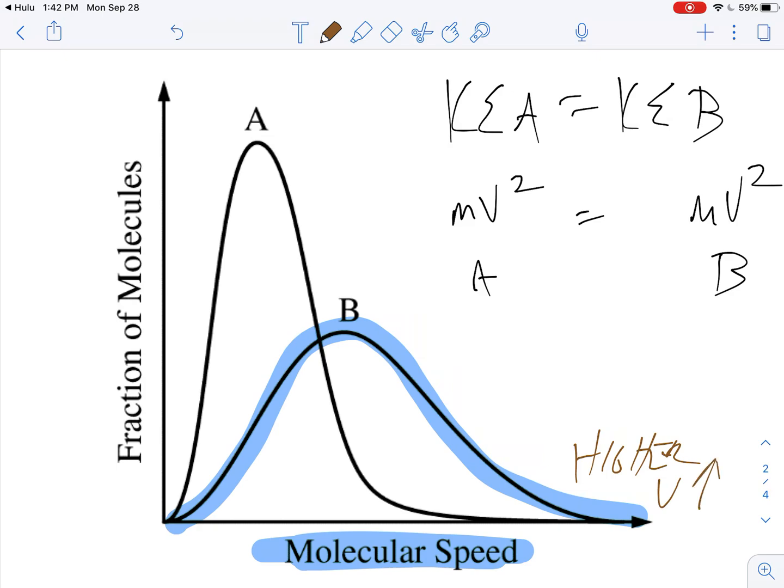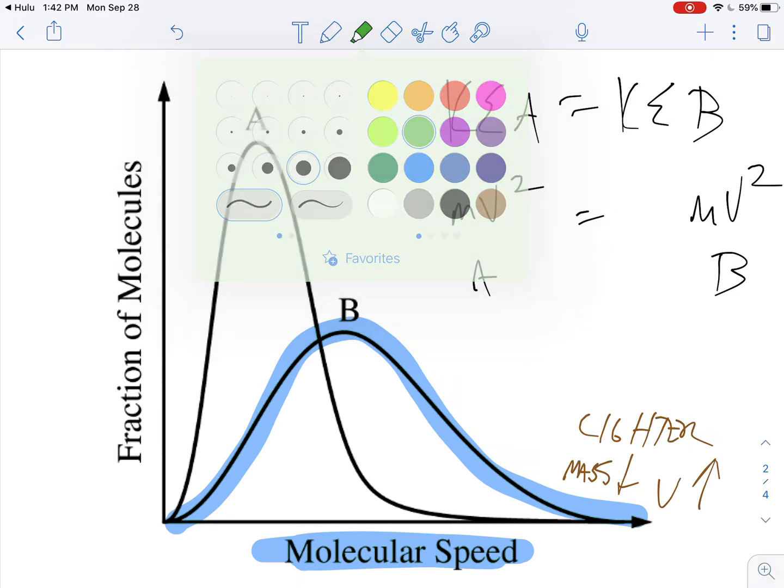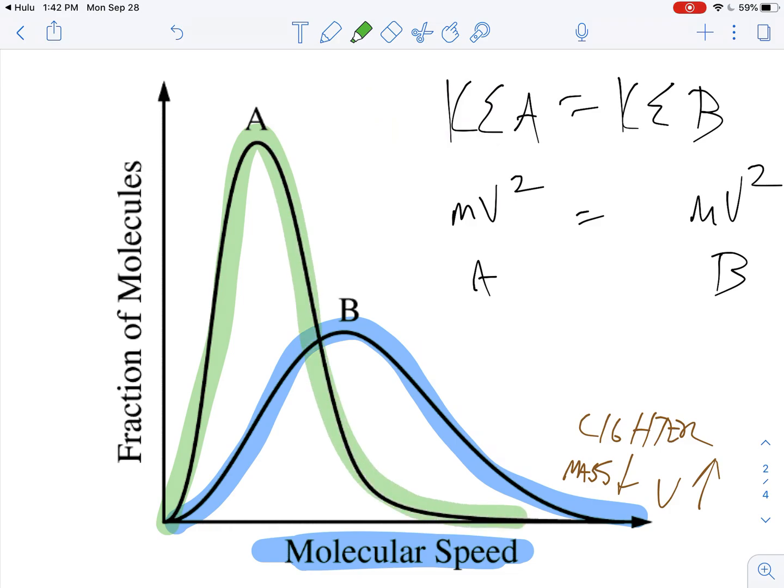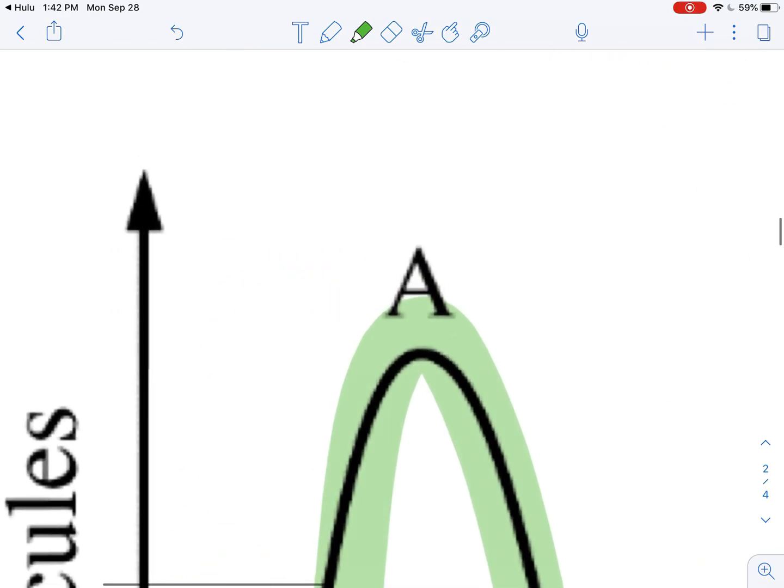So this is velocity that is up. So if velocity is up, then that means this guy here must have the mass that is lower. So this guy here should be the lighter one because it has lower mass and higher velocity. This guy here, A, is the one that definitely has the lower velocity, and so it's going to have the higher mass.